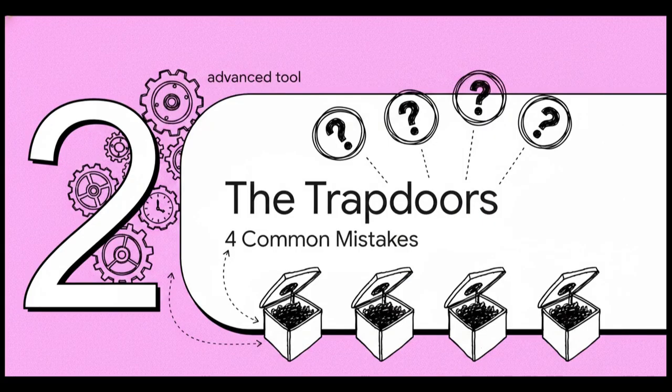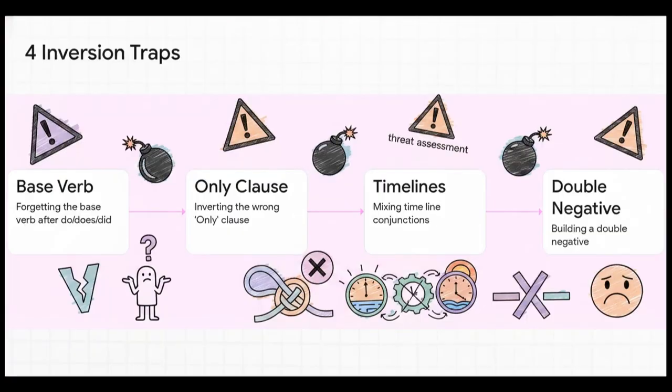Section 2. The trapdoor. Fixing the 4 common inversion mistakes. All right, consider this your threat assessment. When you're attempting inversion, there are basically 4 major structural dangers you really need to watch out for. Let's knock them out one by one.